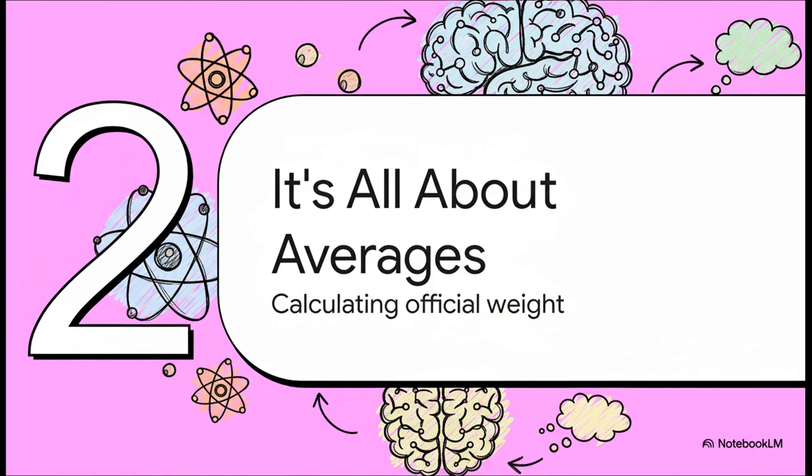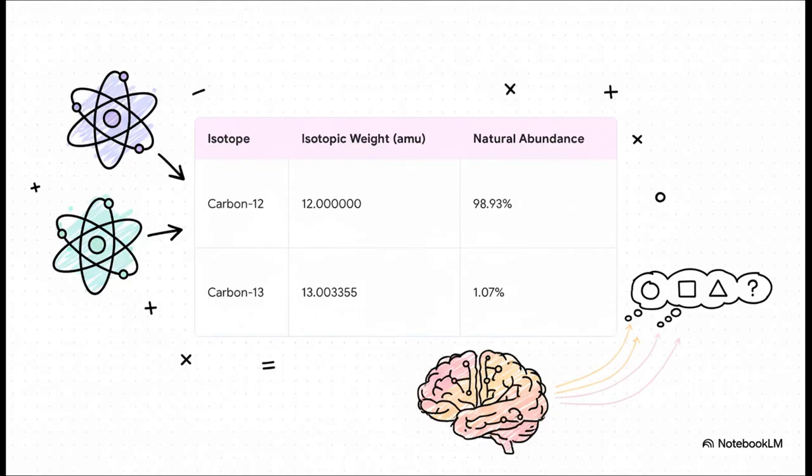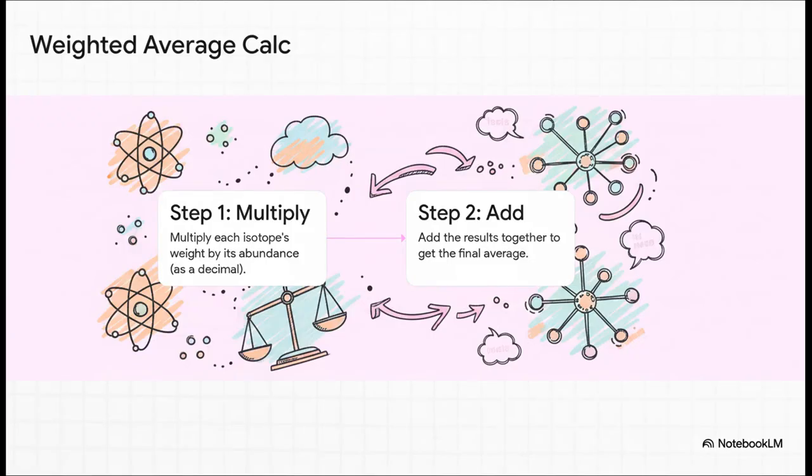No. What's really cool is how chemists use a specific kind of average, one that takes into account how common each isotope actually is. And here's the raw data. Check this out. Carbon-12 makes up nearly 99% of all carbon on Earth. Meanwhile, the heavier carbon-13 makes up just a little over 1%. The whole goal is to combine their very precise weights into one number that really represents the whole group. The whole process is called a weighted average. And honestly, it sounds way more complicated than it is. It's really just a simple two-step thing.